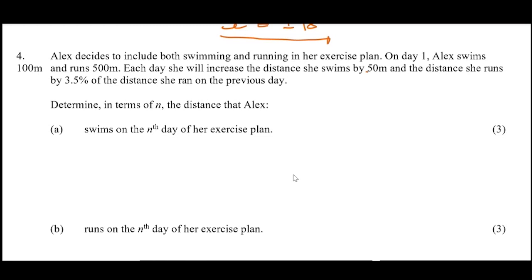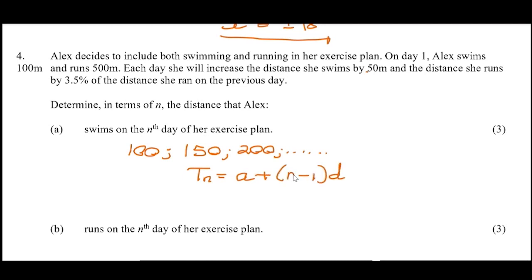Let's just write down a few terms. Right, on the first day, she swims 100. On the second day, she swims 50 meters further, 150 meters. On the third day, another 50 meters further. Right, so what this is asking for is the nth term of this sequence. Now this sequence is arithmetic. So it's going to be Tn is a plus n minus 1 lots of d, right?